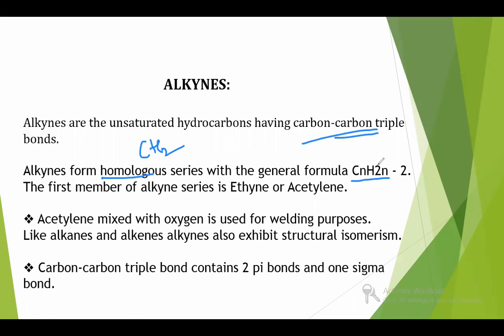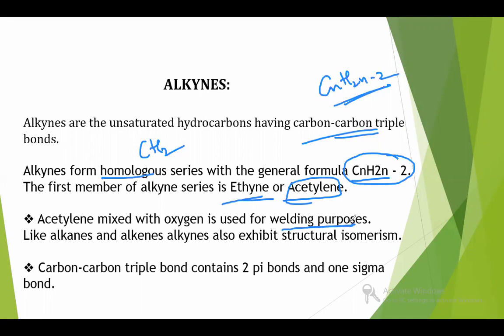The general formula of alkynes is CnH2n minus 2. Minus 2 because a triple bond forms with the removal of hydrogen. The first member of the alkyne series is ethyne or acetylene. We call the series the acetylene series. Acetylene mixed with oxygen is used for welding purposes.